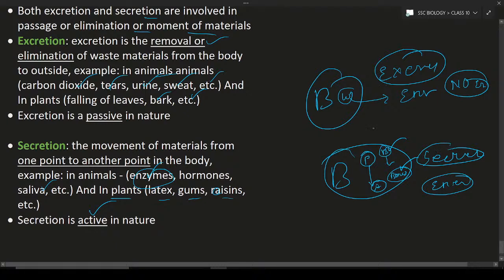Within the body only the secretion will be there. The secretions will not come out of the body. For example, hormones like testosterone and estrogen will not move out of the body. They are present in the body. The testosterone is produced somewhere and acts somewhere else, in the body only. In excretion, there is elimination from the body to the outside. This is known as excretion, and this is known as secretion.